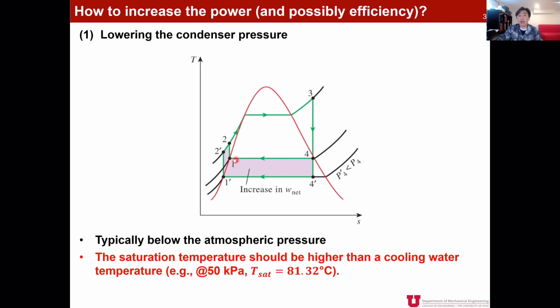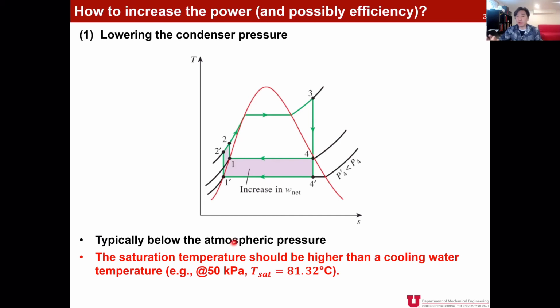Let's say that we have this 1, 2, 3, 4 starting point, the Rankine cycle's TS diagram. By lowering the condensing pressure to this point, we can increase the area by this much. By the increase of this area, we also can increase the net work. So that is pretty good. But absolutely, there is a limit in doing this. Usually, that's why we have condensing pressure below the atmospheric pressure.